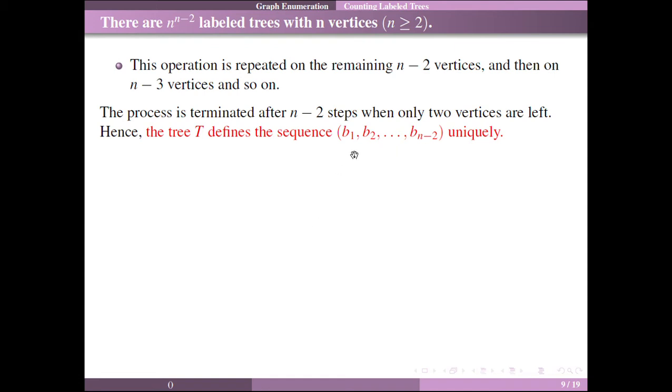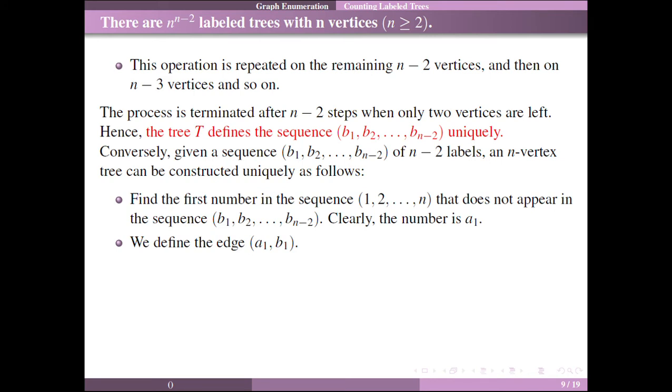Hence, the tree T defines the sequence B1, B2, etc., Bn-2 uniquely. Now we shall show that the converse is also true. Conversely, given a sequence B1, B2, etc., Bn-2 of n-2 labels, an n-vertex tree can be constructed uniquely as follows. First, we find the first number in the sequence 1, 2, 3, etc., up to n that does not appear in the sequence B1, B2, etc., Bn-2. Suppose the number is A1, then we define the edge A1B1.